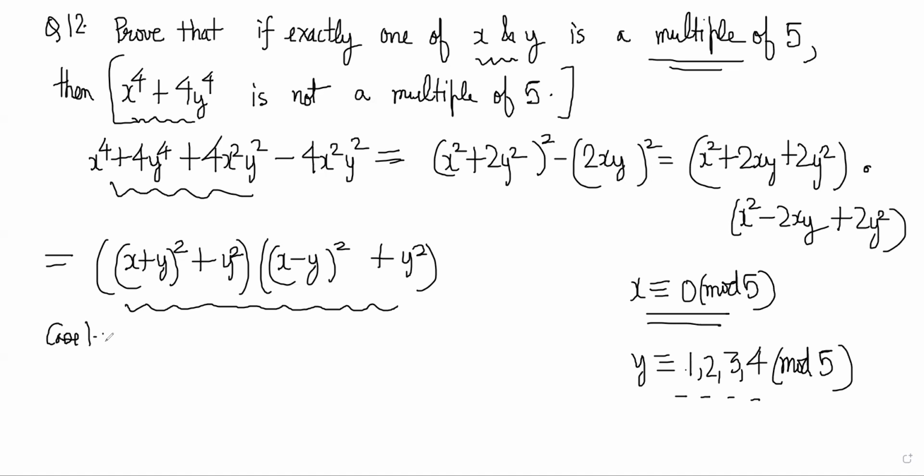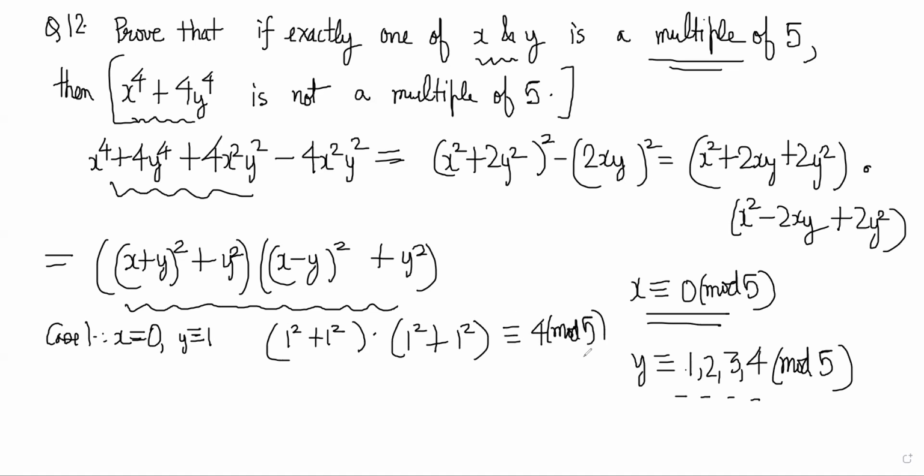Case 1, x is congruent to 0, y is congruent to 1. In that case, what is coming here? (x plus y) is 1, so 1 square plus 1 square multiplied by 1 square plus 1 square. So that is congruent to basically coming out to be 4 mod 5. Right? Now what is case 2? x is congruent to 0 and y is congruent to 2. Again, you will get 0 plus 2, so 2 square is 4, plus 4, 8. And this is 4 plus 4, 8 again. So you're getting 64, which is 4 mod 5.